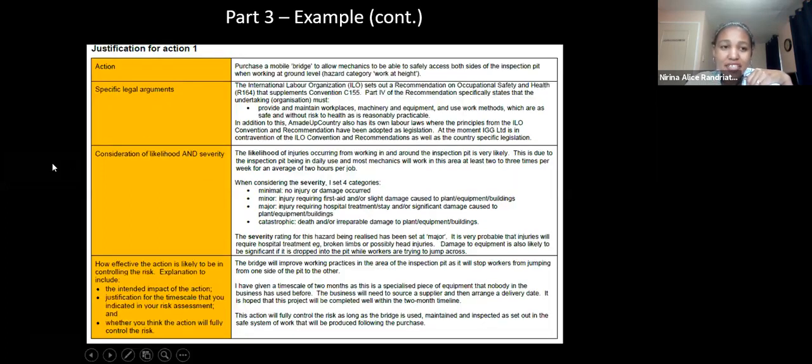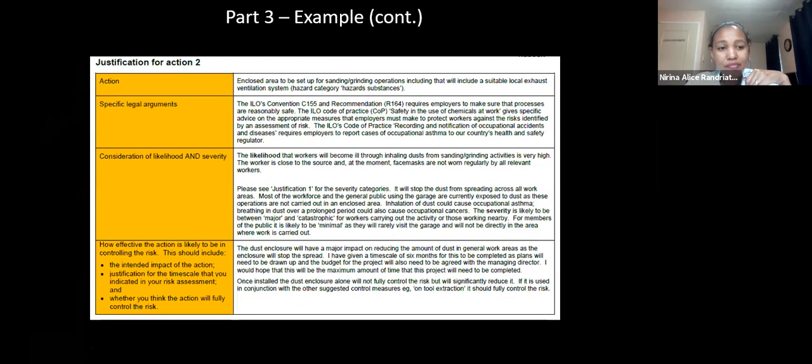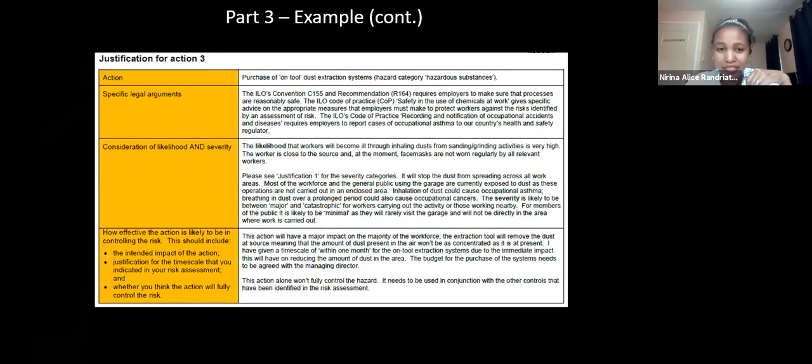Now, the next section is the justification for action 1. We write the action. What is the action? We provide a specific legal argument for that action. We consider the likelihood and severity for that action. And same thing for how effective the actions will be in reducing the risk. And you have to do this how many times? 3 times. So this is action number 1. Then you look at action number 2, and you have action number 3.